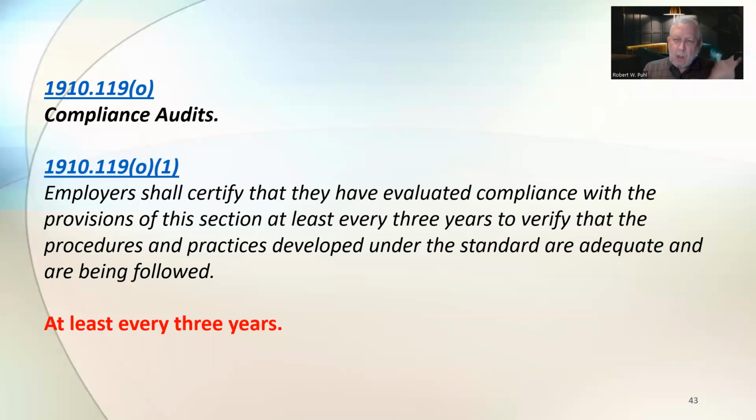On the compliance audits, the only ones we've ever used were the ones we're going to talk about, which is an EPA, I think a level 3 compliance audit, and when we had inspections at all 3 facilities, it was the EPA checklist that they used. So we're going to look at that. Employers shall certify they have evaluated compliance with the provisions of this section at least every 3 years to verify that the procedures and practices developed under the standard are adequate and are being followed. So it's at least every 3 years.